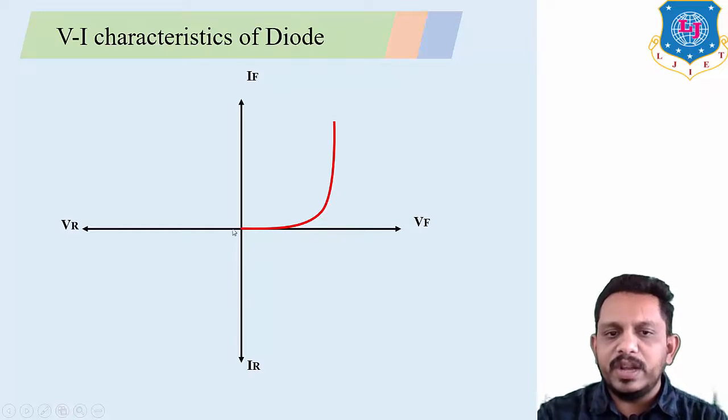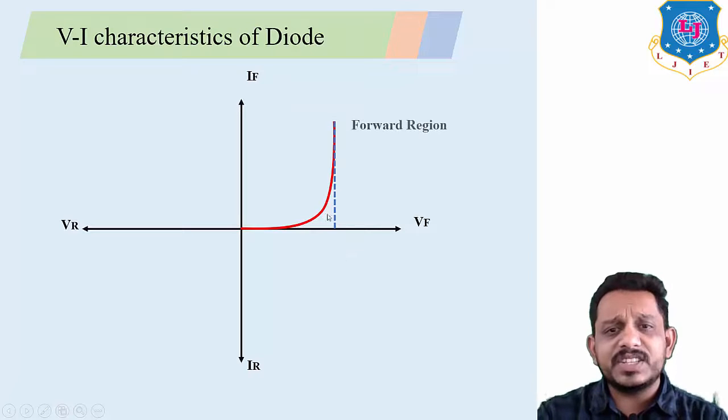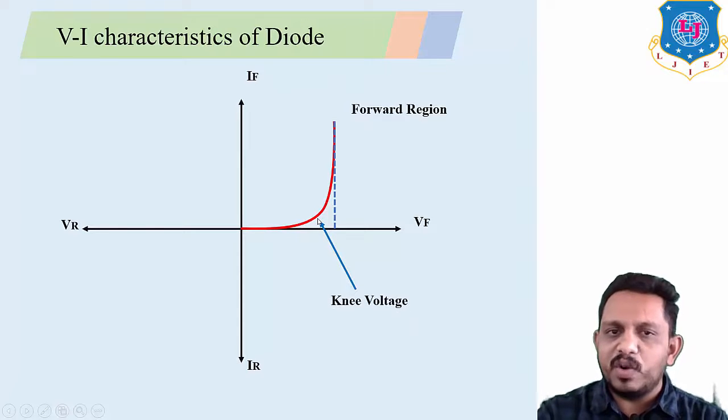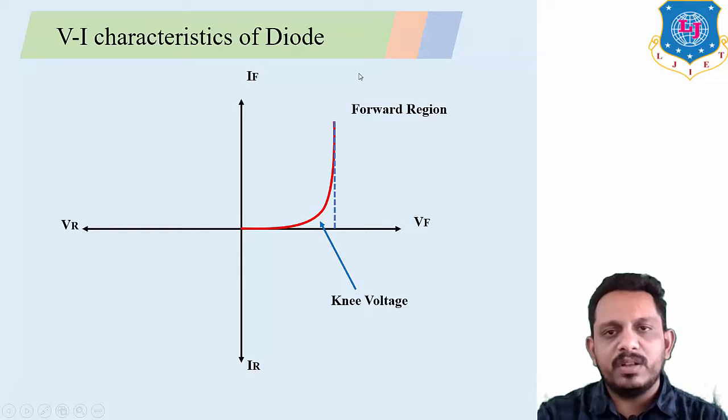So initially, if you increase the forward voltage, no forward current will flow. But as soon as the voltage reaches its knee voltage, here it's the knee voltage, and if you apply more voltage than the knee voltage, then suddenly current will start flowing in the forward biasing condition. So this region is known as the forward region.